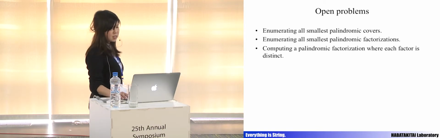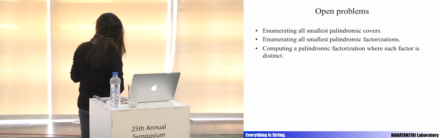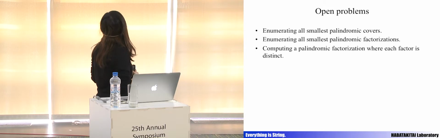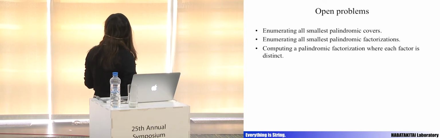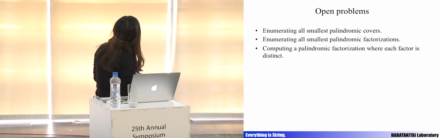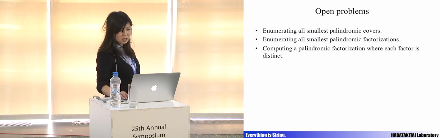These are open problems. First is enumerating all smallest palindromic covers. The second is enumerating all smallest palindromic factorizations. And the last one is computing a palindromic factorization where each factor is distinct.